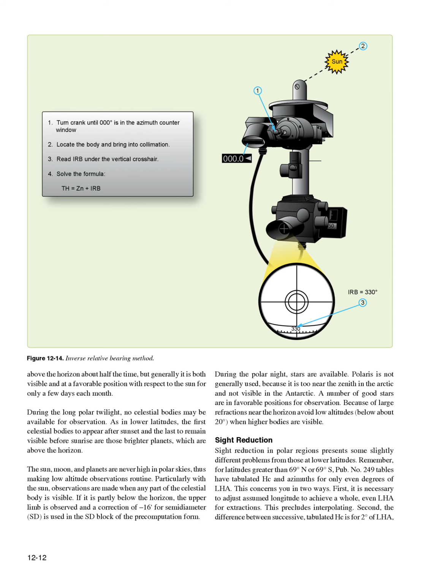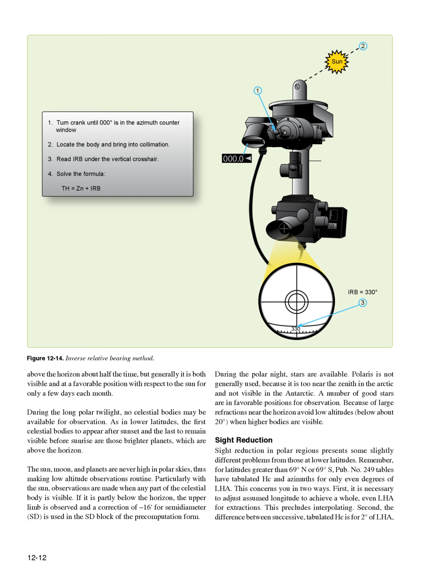During the polar night, stars are available. Polaris is not generally used, because it is too near the zenith in the Arctic and not visible in the Antarctic. A number of good stars are in favorable positions for observation. Because of large refractions near the horizon, avoid low altitudes, below about 20 degrees, when higher bodies are visible.